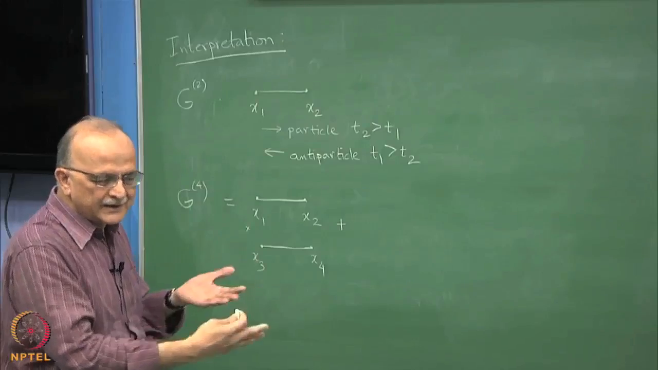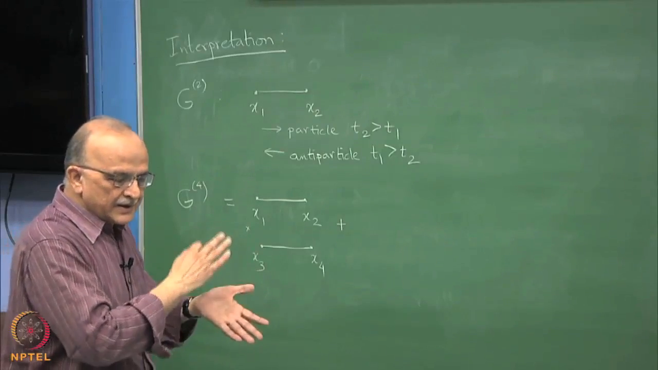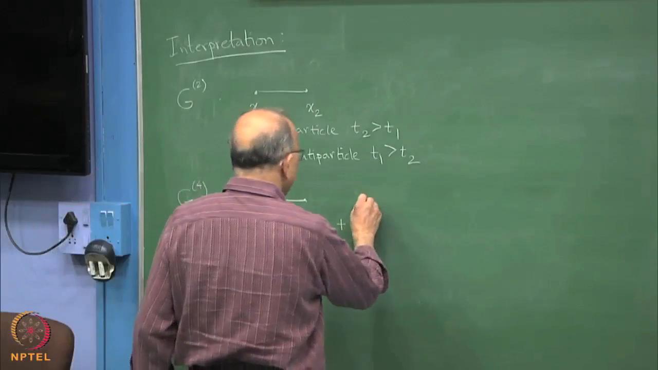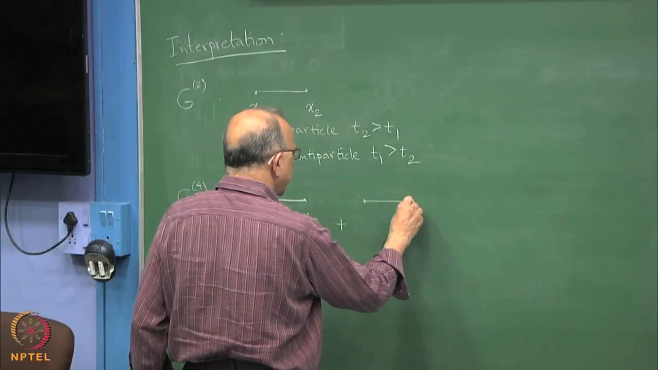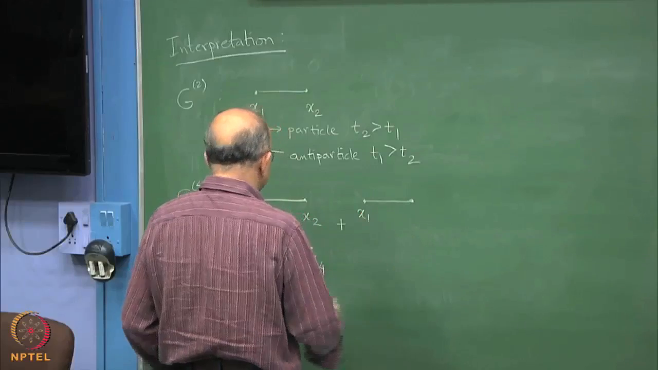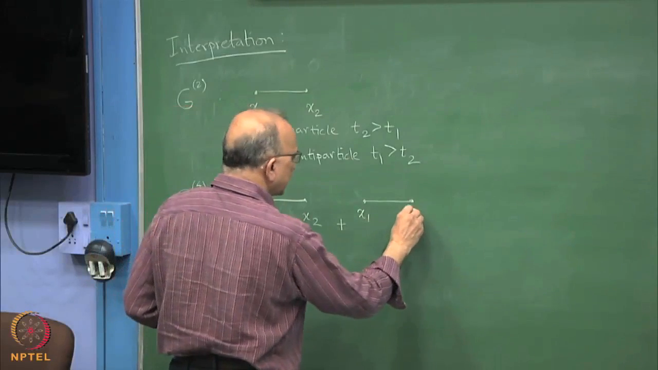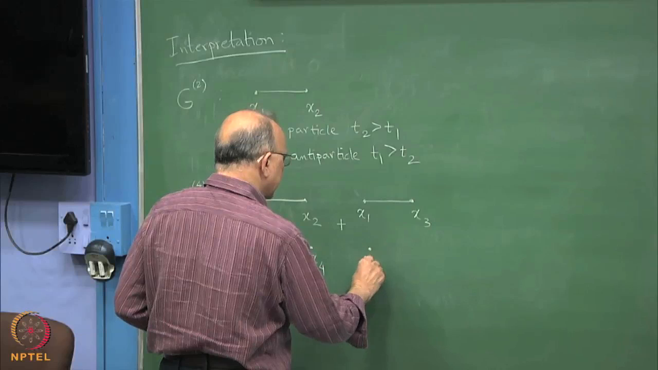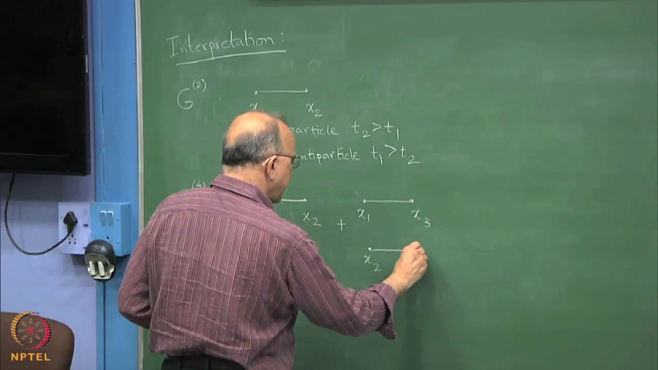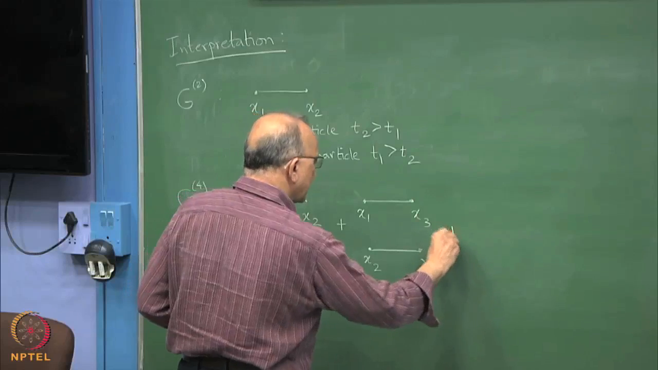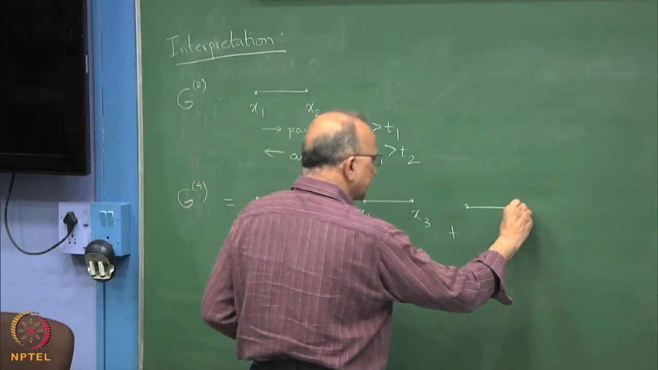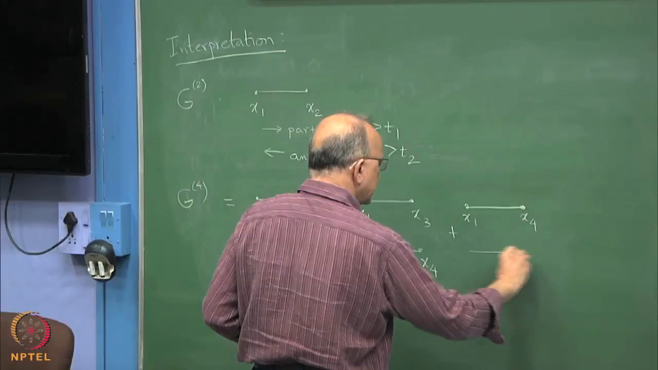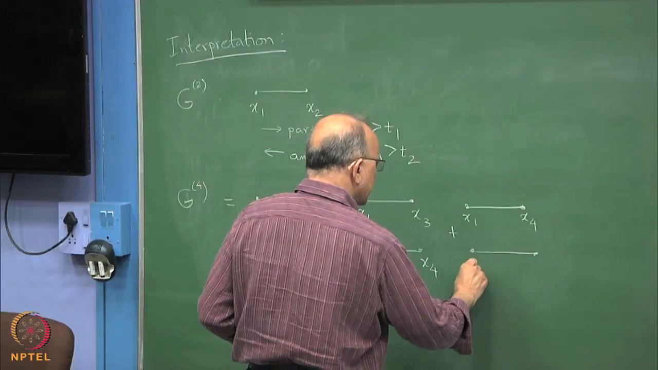So in quantum mechanics this 4 point amplitude is a sum of 3 possible ways it can happen with equal weightage. So either x1 goes to x2 and x3 goes to x4, or x1 goes to x3 and x2 goes to x4, or x1 goes to x4 and x2 goes to x3.